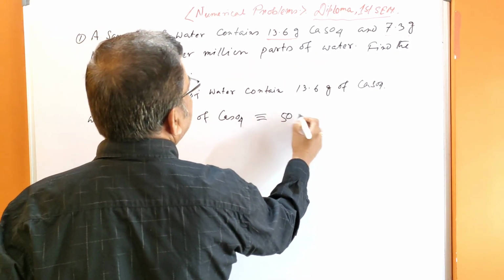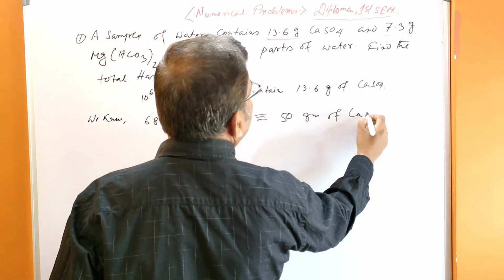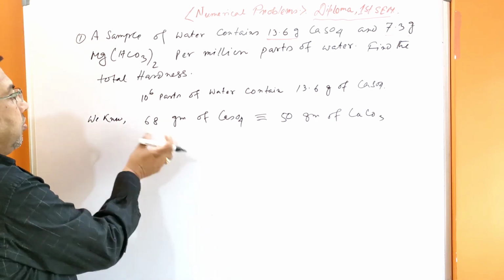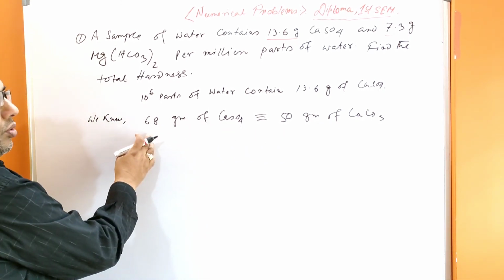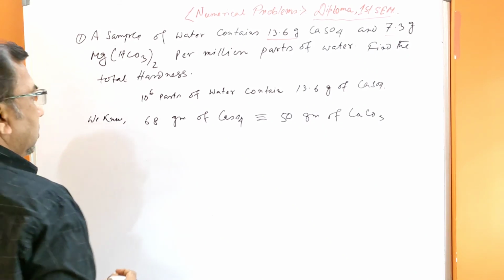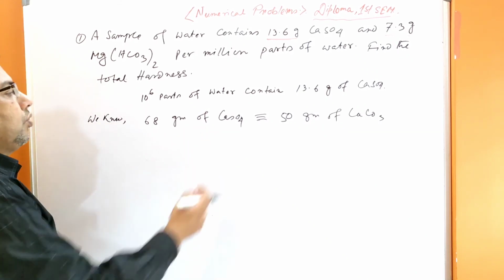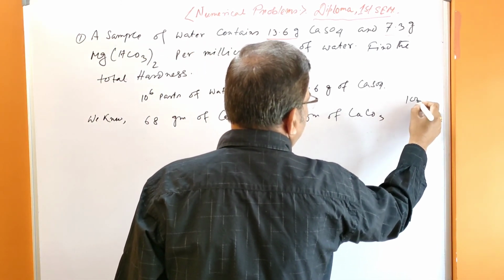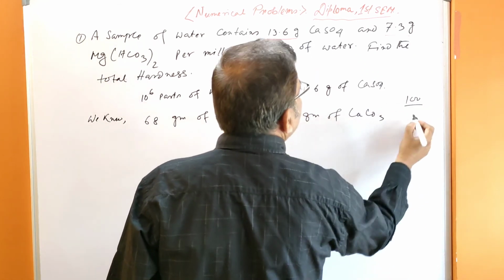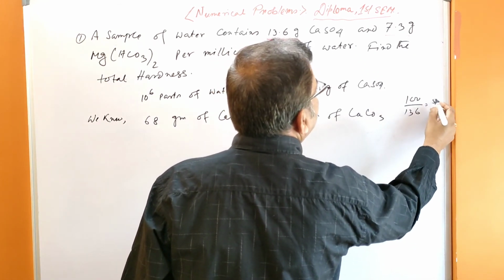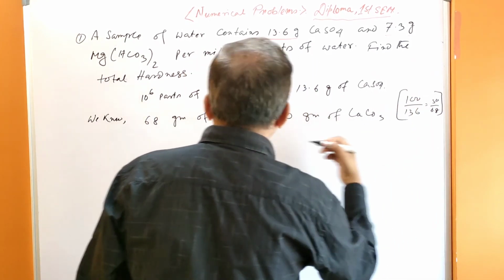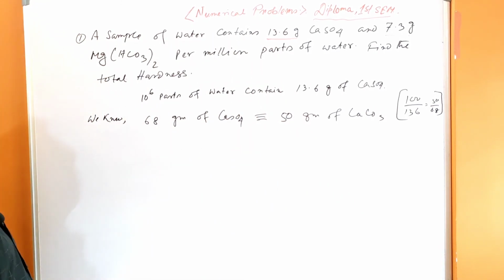50 gram of calcium carbonate, CaCO3. Or if you convert it to 100 gram, it will be multiplied to 136. The 136 gram of calcium sulfate equals 100 gram of calcium carbonate. The ratio, what we have done: 100 by 136 equals 50 by 68. This is the conversion factor we have used here. The 68 gram of calcium sulfate is equivalent to 50 gram of calcium carbonate.